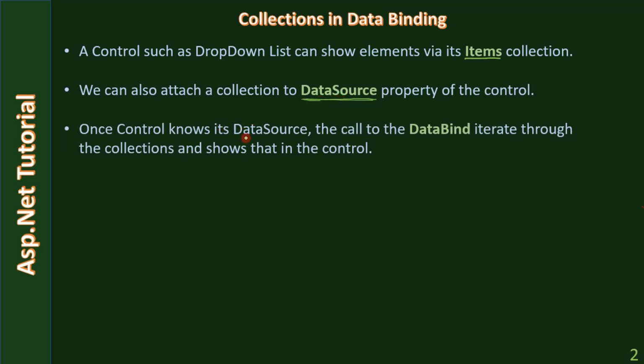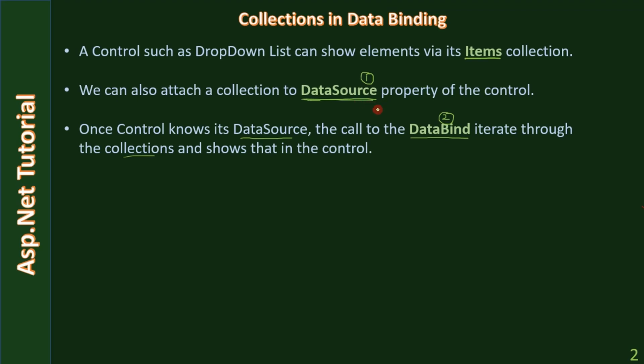Once the control knows its data source, the call to the data bind method iterates through the collection and shows that in the control, right? The collection's content will be shown in the control through the data bind method. So first you need to set the data source property with a collection. After that, make a call to data bind. Remaining, the control will do the magic. So the control will iterate through the collection assigned to this data source and display that in the display area.